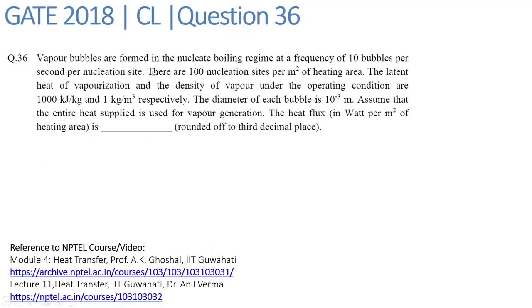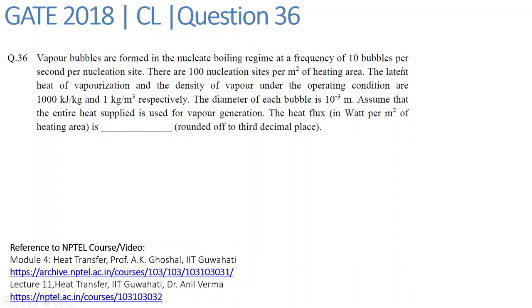So in this question, we looked at how to calculate the heat flux by using the latent heat of vaporization and multiplying it by the total number of bubbles formed. First we found out how much heat is provided by each of these bubbles, and then we multiplied it by the total number of bubbles. The total number of bubbles was simply calculated using the first two pieces of information. We were provided 10 bubbles per second per nucleation site, and we were given 100 nucleation sites per meter square. That implied there were a total of 1000 bubbles per meter square of heating area.